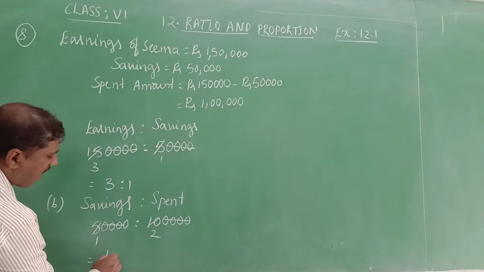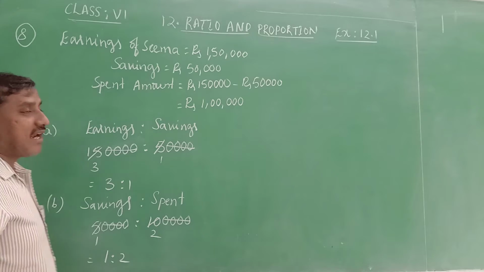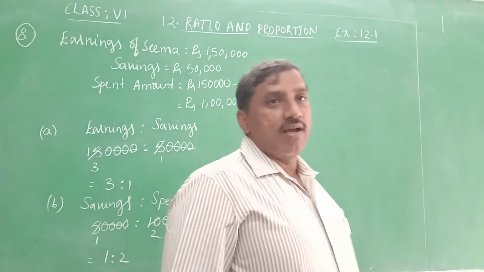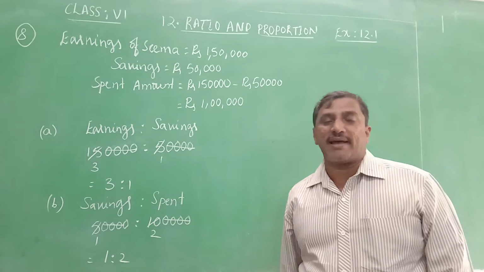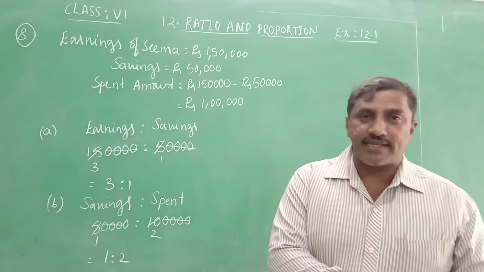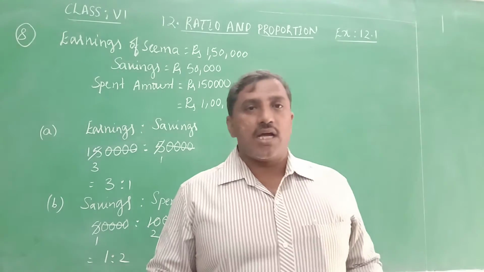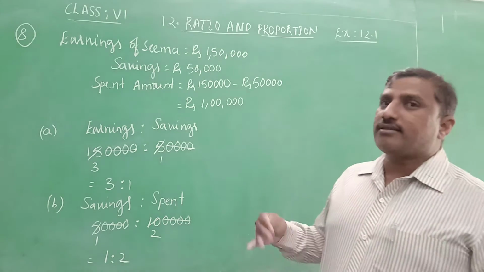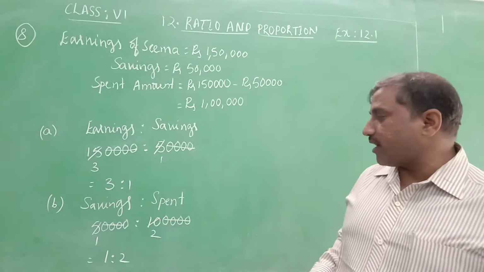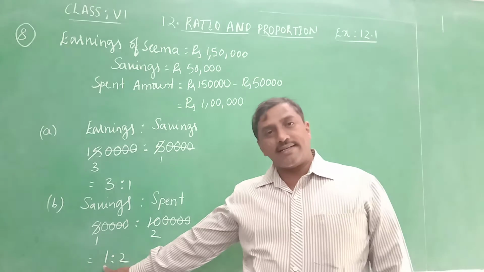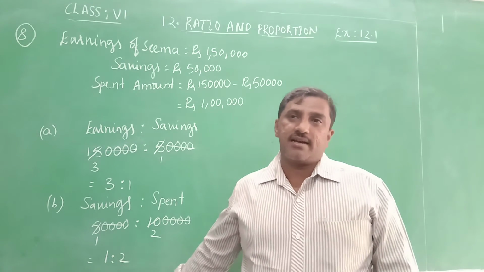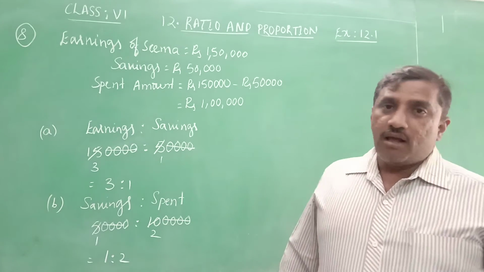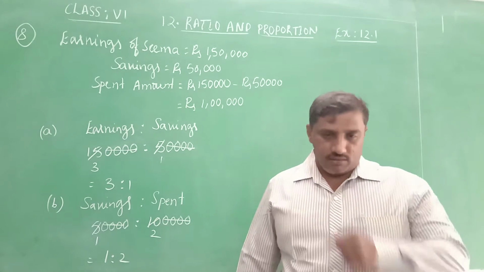That is 1:2. 1:2 is the ratio of the money she saved to the amount she spent. 1 rupee is saving and 2 rupees is spent. Her total income will become 3 rupees. Out of 3 rupees of her income, 1 rupee is her savings and 2 rupees is her expenditure. Like this we can find the required ratios.